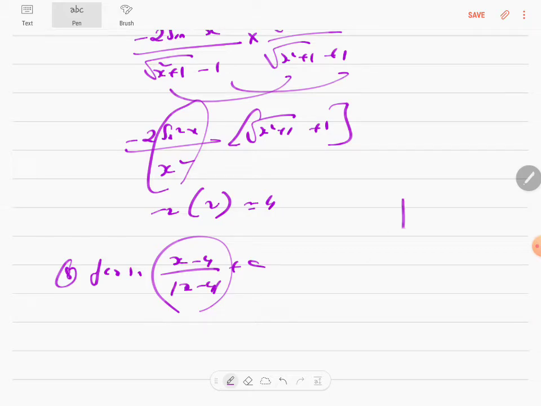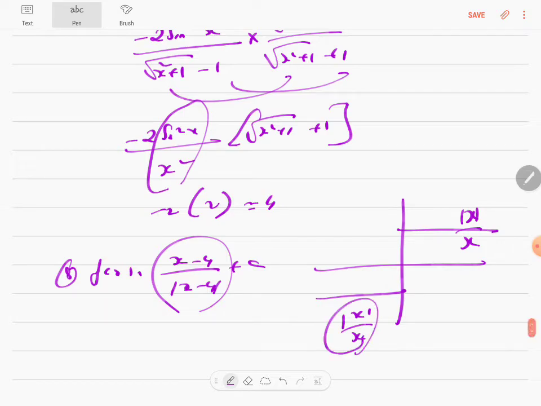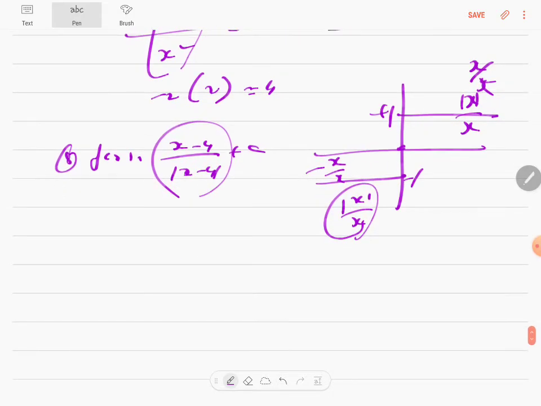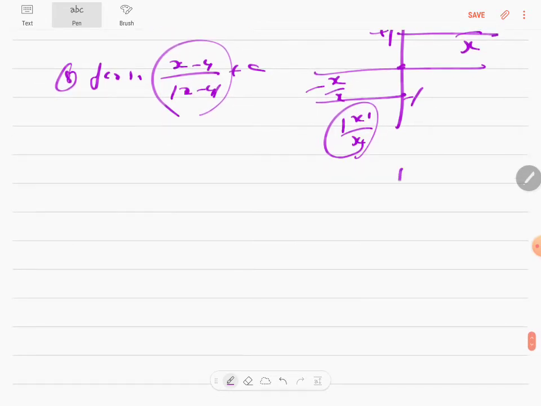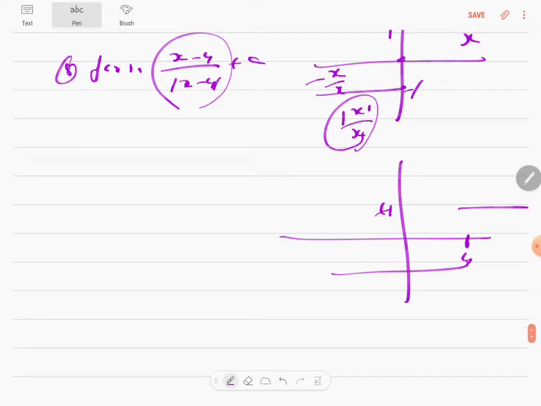Okay, how is this drawn? You know, signum function is like this, which is mod x by x or x by mod x. When x is less than 0, it will be minus x by x, because the mod will become negative. When x is greater than 0, it will be x by x. So the answer will be either plus 1 or minus 1. But this is not mod x by x, it is mod of x minus 4 by x minus 4, right? So 4 is the breaking point. It will be either plus 1 or minus 1. When it's greater than 4 it's plus 1, less than 4 it's minus 1.